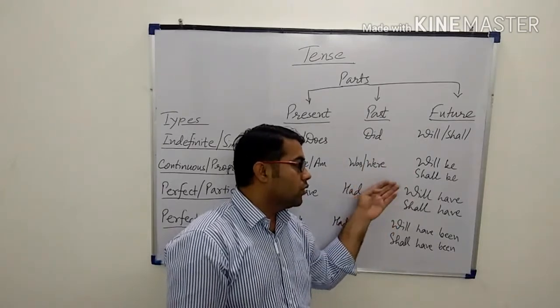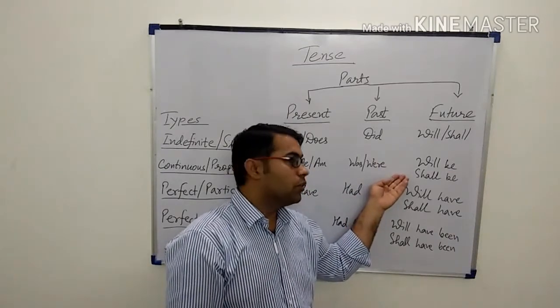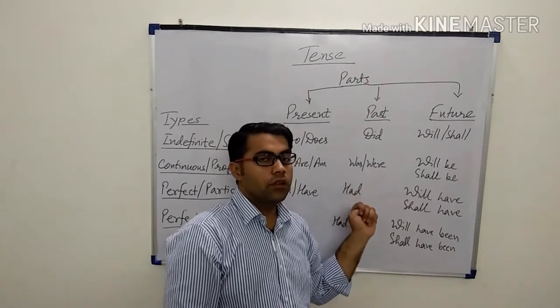With I and we use shall. With other subjects, we use will. So with I and we we apply shall be, and with other subjects we apply will be.